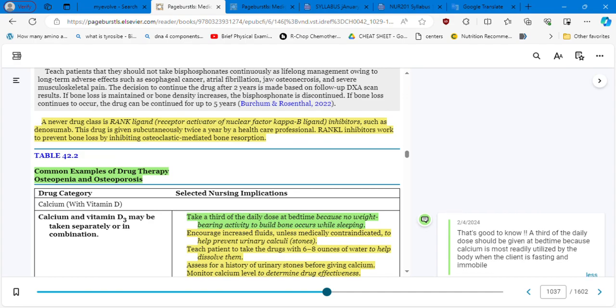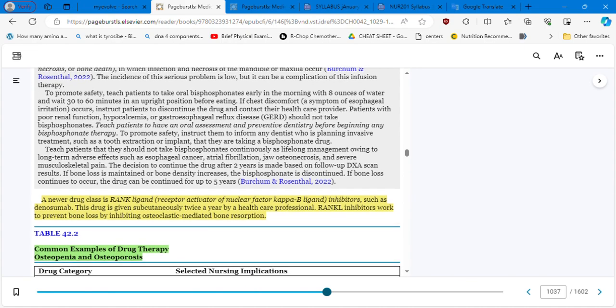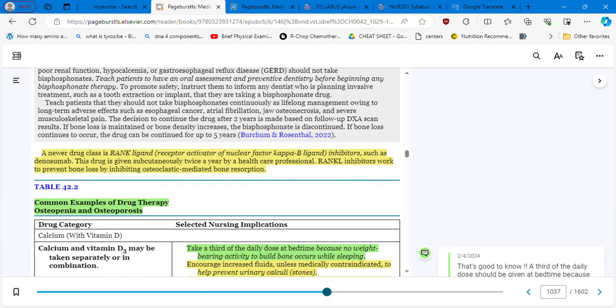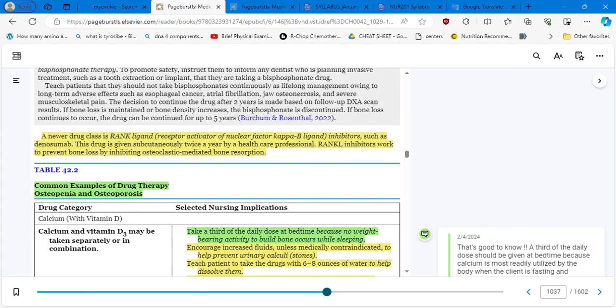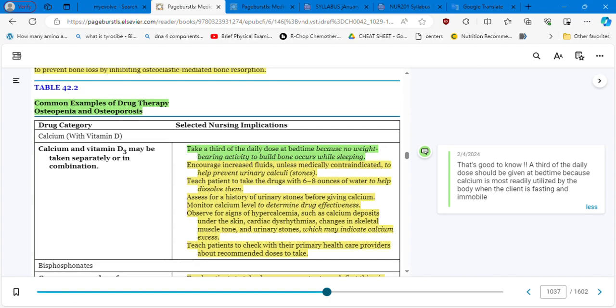A newer drug class is RANK ligand, receptor activator of nuclear factor kappa B ligand inhibitors, such as denosumab. So we were talking about these nuclear factor kappa B medications. We are talking about denosumab. This drug is given subcutaneously twice a year by a healthcare provider and works to prevent bone loss by inhibiting osteoclastic mediated bone resorption. So you see, when we mention osteoclastic now, you understand what the osteoclastic activity is because we have taken our time in explaining this.